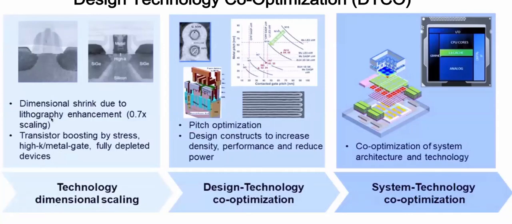In the past, we just did the technology dimensional scaling. This is, for example, taken from Intel. This is their, I think, 90 or 65 nanometer technology, and this is the 22 nanometer or less, and we just make devices smaller and smaller. And then today we think about design technology co-optimization, where we optimize the pitch of the device and design constructs to increase density, performance, and reduce power. So when people are doing layout, they do it together with optimizing the technology.